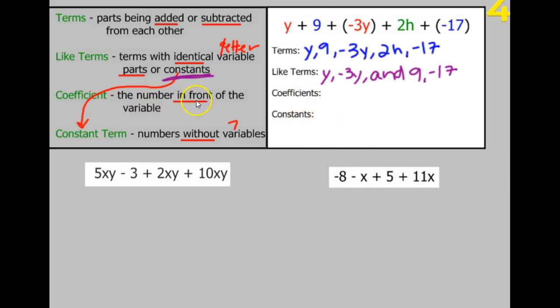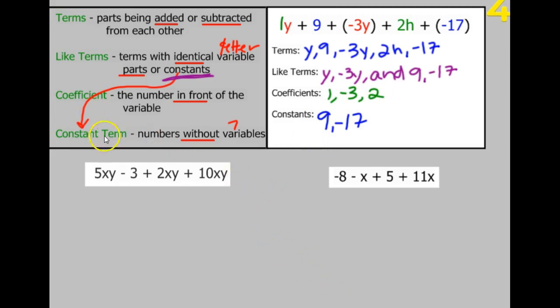Our coefficients are the numbers in front of the variables. In front of this y, there would really be a 1. There's no letter here, ignore the 9. In front of the y here is a negative 3. In front of the h is a 2. And there's no letter with the 17. So again, those constants, those are also like terms, 9 and negative 17.